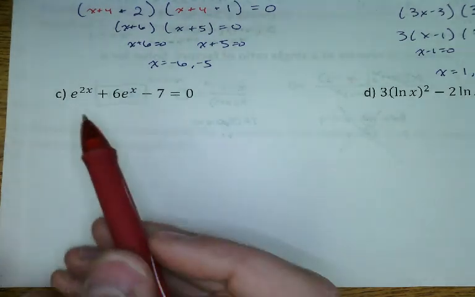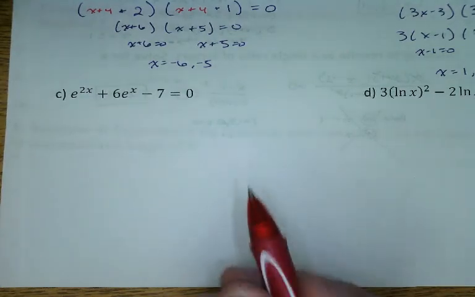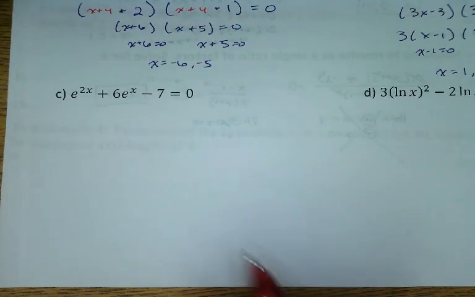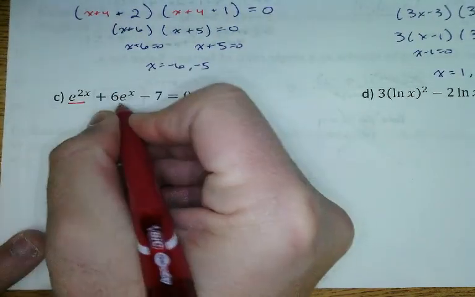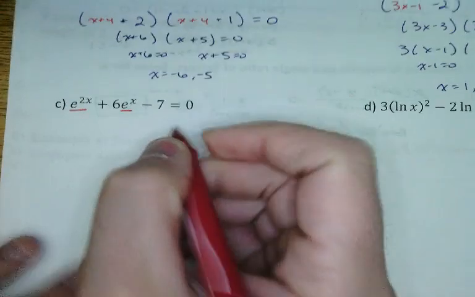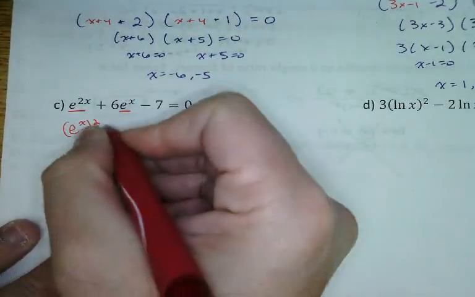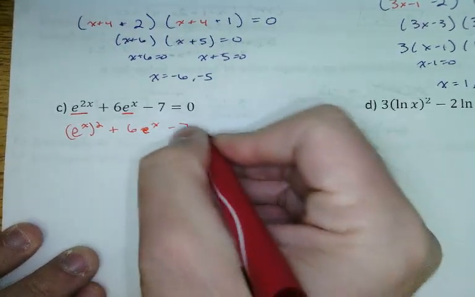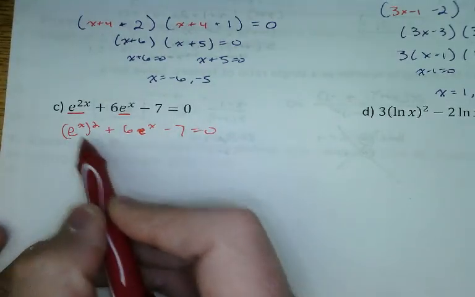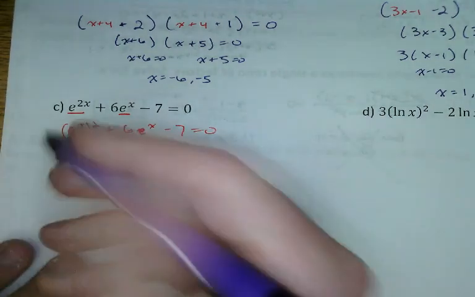So, trinomial. Do we see the trinomial here? 3 terms, make this into 2 factors. What is our red underline? It's actually just e to the x, because this is the same thing as e to the x squared plus 6e to the x minus 7 equals 0. Do we see how this e to the 2x really is e to the x squared? Okay? So now we can double bubble.